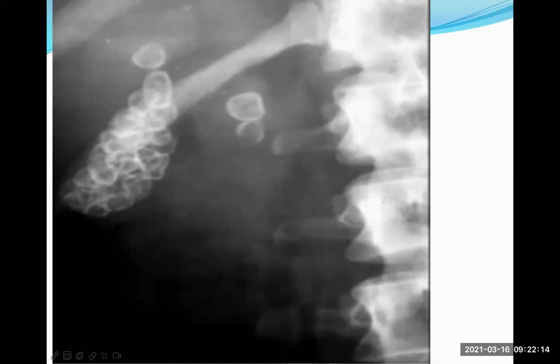So you can go for a plain X-ray of the abdomen also, but don't completely rely on it. Even if there are no stones visible on the X-ray, it doesn't exclude the diagnosis. You have to go for ultrasonography of the abdomen.